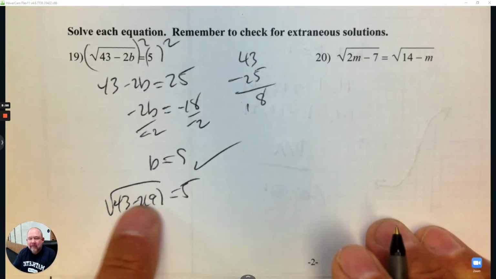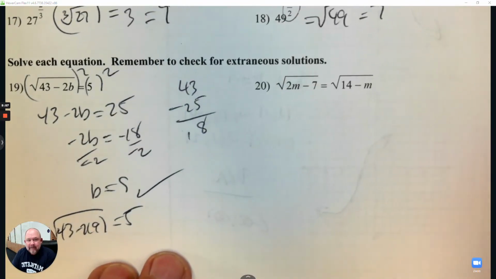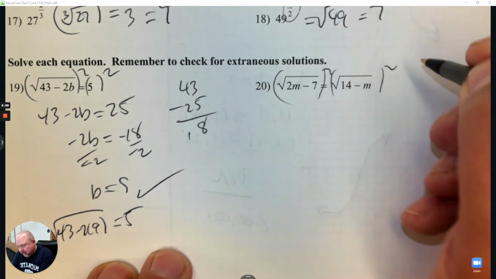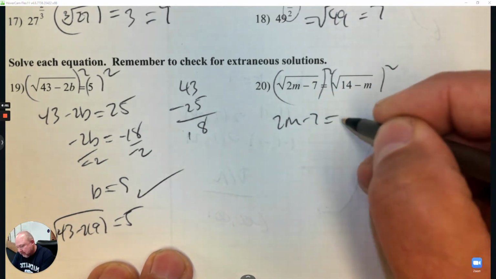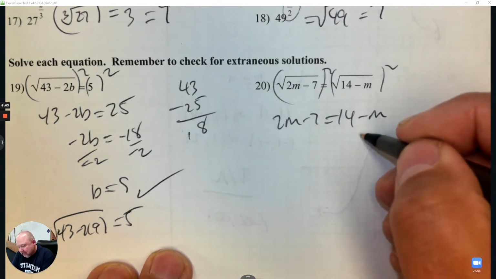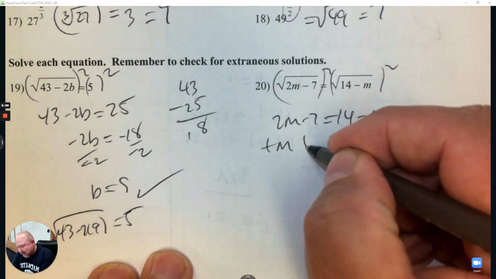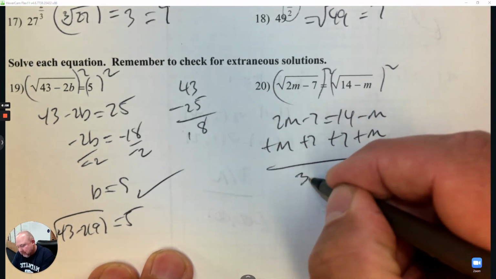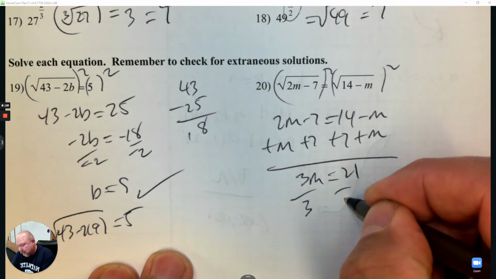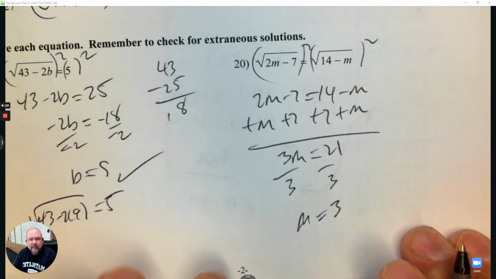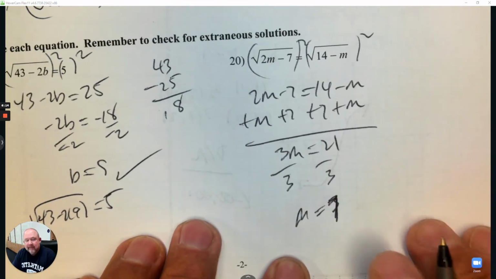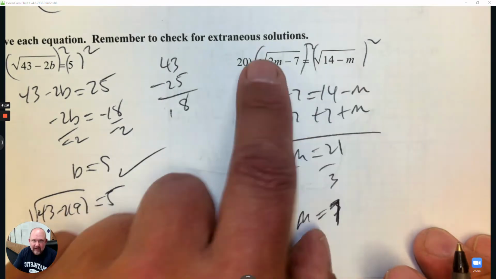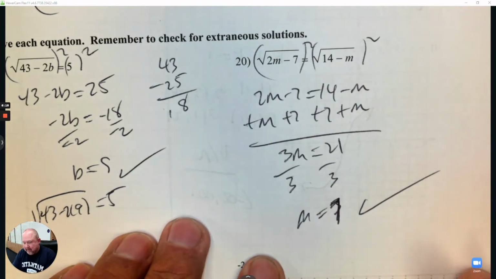We're looking for negative numbers on either side. Here, square both sides. That's just 2m take away 7. That's 14 take away m. Add m. Add 7. So I have 3m equaling 21. Divide by 3. That's 7. If I plug 7 into either side, it's a positive, and they match each other.